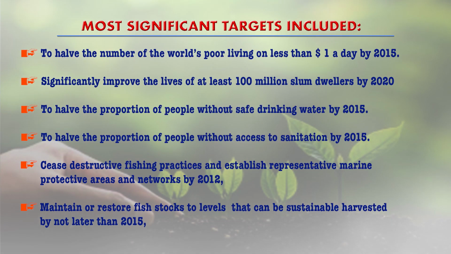Now, the most significant targets which they wanted to achieve was to halve the number, it gave some quantification, to halve the number of world's poor living on less than $1 per day by 2015, significantly improve the lives of at least 100 million slum dwellers by 2020. In other words, for each goal, there was a deadline set: to halve the population of people without drinking water by 2015, to halve the proportion of people without access to sanitation by 2015, cease destructive fishing practices, maintain fish stocks, and phase out chemicals detrimental to health impact by 2020, significantly reduce biodiversity loss by 2010. So, what was important here is significant targets were set and deadlines were established, some kind of quantification was attempted.